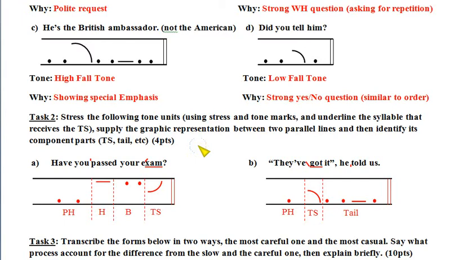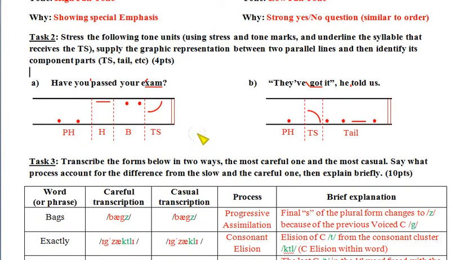We move to the second task, where you were asked to mark the stress marks and tone marks. Here in the first statement, which is, have you passed your exam? The tonic syllable is the second syllable of exam. So you underline it and you put the tone mark. You also put the tone mark for passed.